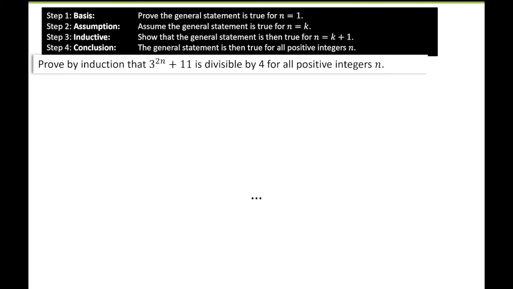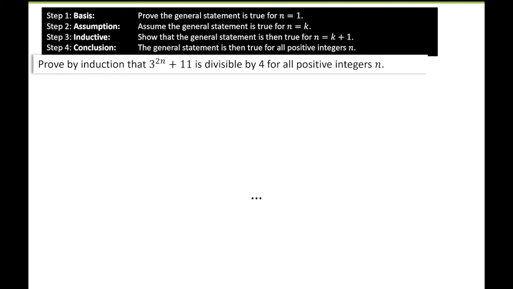Your second step is your assumption. You assume that your general statement is then true if n is equal to k. Step 3 is your inductive step. You must show that your general statement is then true for when n is equal to k plus 1. And step 4, your conclusion, is then that your general statement must be true for all positive integers n because it is true when n is equal to 1, true when n is equal to k, and true when n is equal to k plus 1.